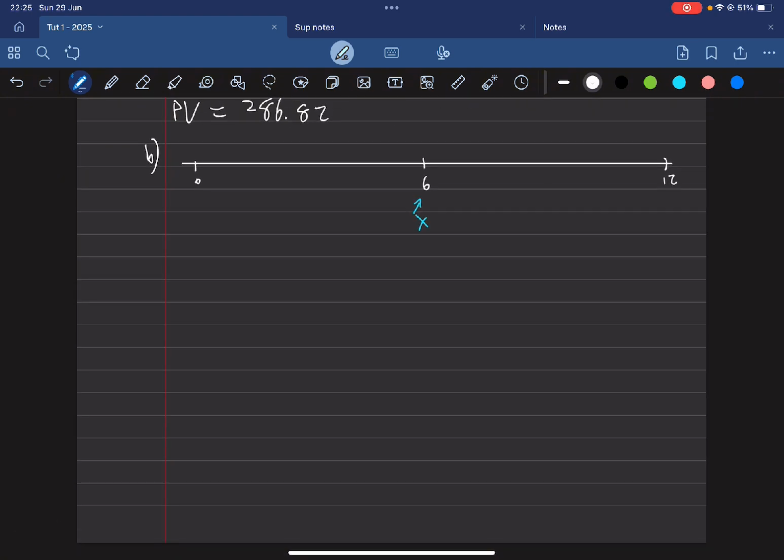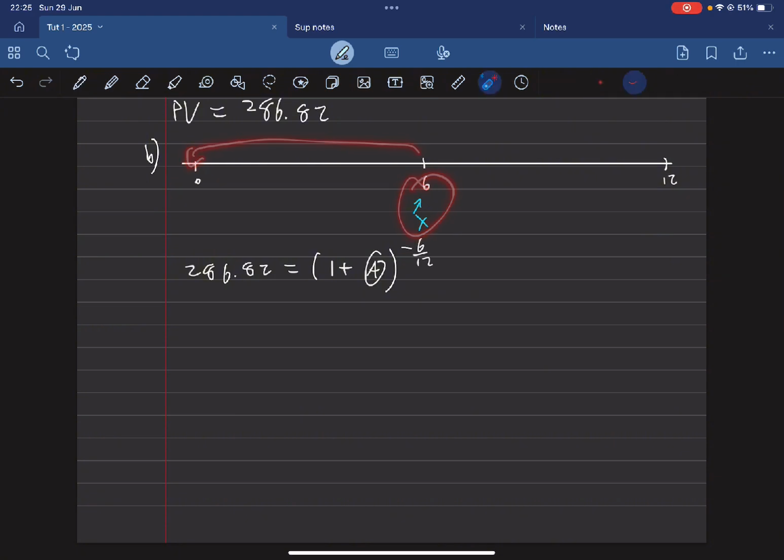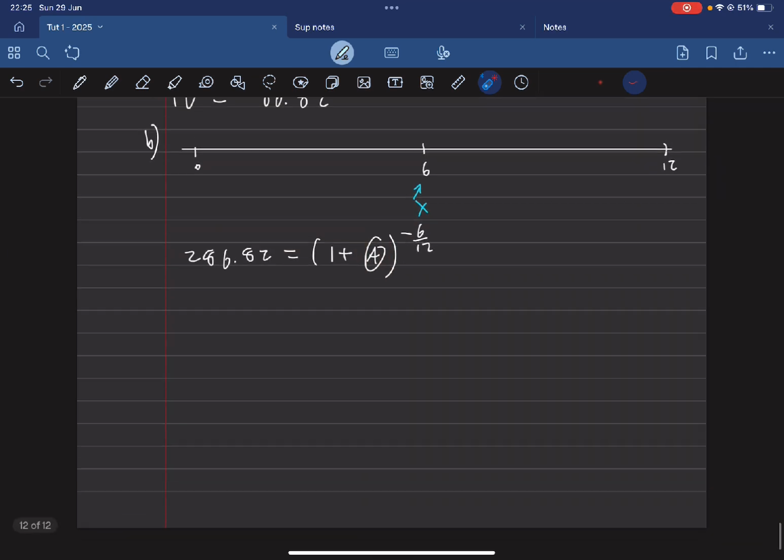So if we discount our amount of X to the present value, our present value should be the same, so it should be 286.82, and it's going to be equal to X times (1 plus A) to the power of negative 6 over 12. So we're basically taking this amount X and discounting it back 6 months at our interest rate A, because our interest rate A was for the first 6 months. Perfect. Now if we solve this out, it should be pretty simple.